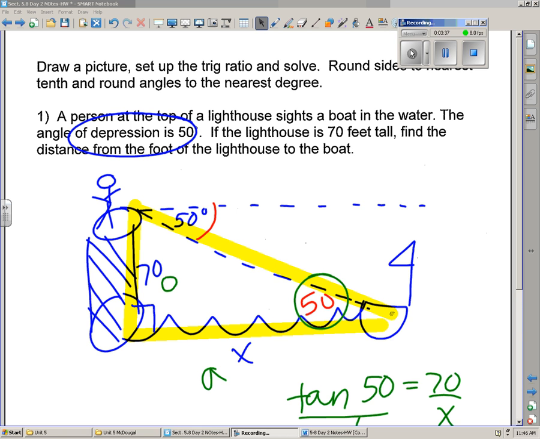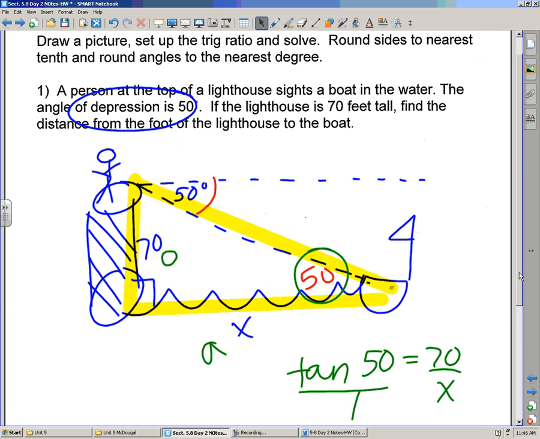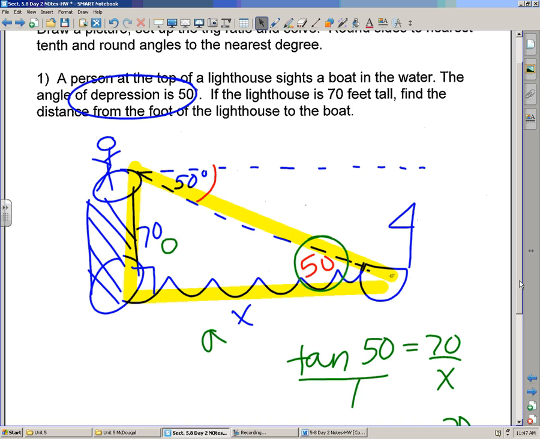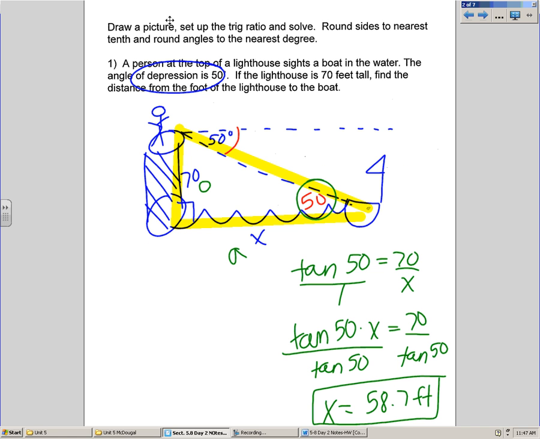Okay, somehow this recording got paused. I paused it and then somehow it stayed paused. I don't know why. So let me explain what I did on this first problem, and then I'll redo all the other ones.